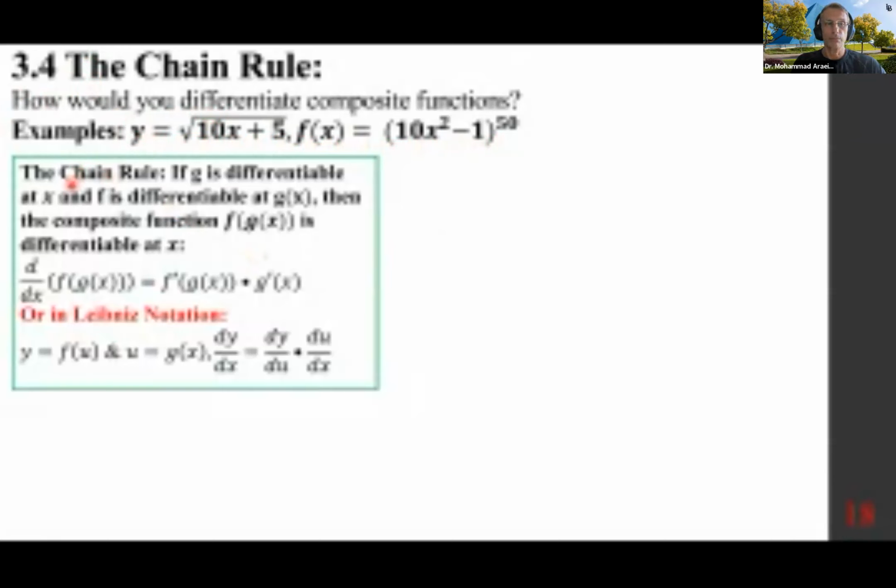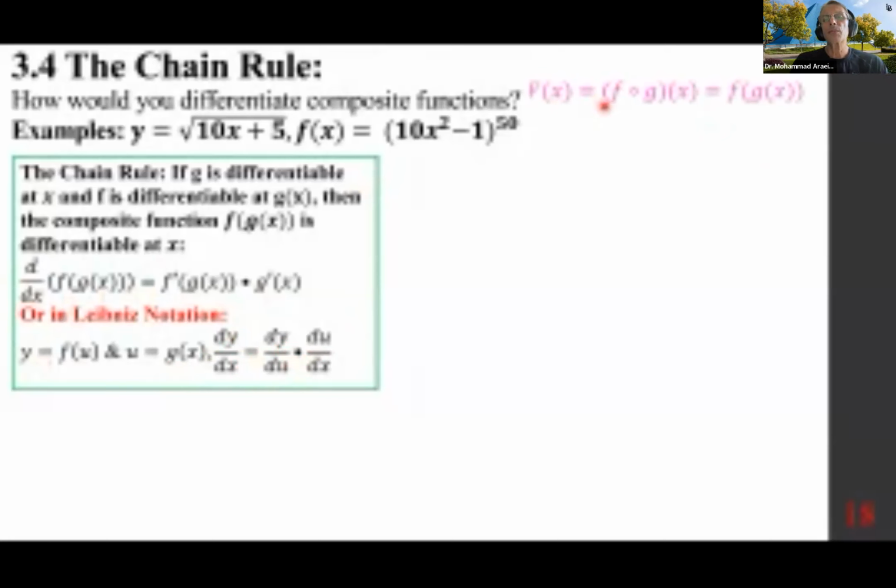The chain rule: if g is differentiable at x and f is differentiable at g of x, then the composite function f of g of x is differentiable at x. d/dx of f of g of x is f prime of g of x times g prime of x. Or in Leibniz's notation, if y is f of u and u is g of x, dy/dx is dy/du times du/dx.